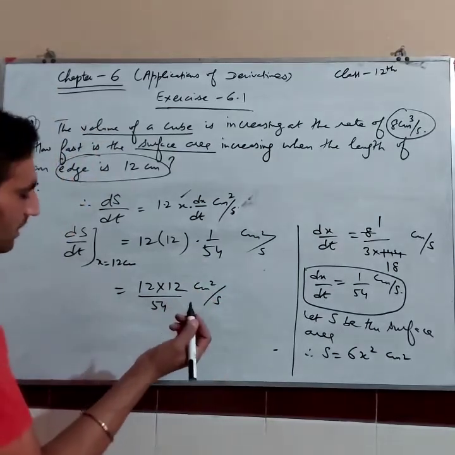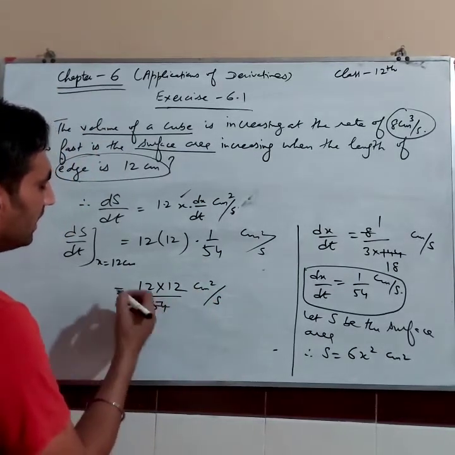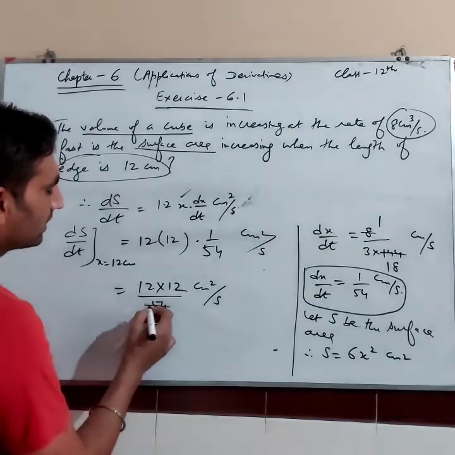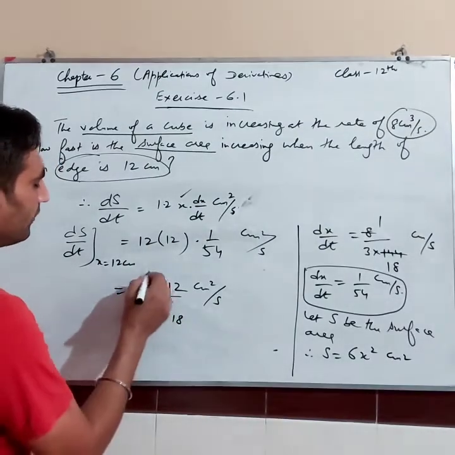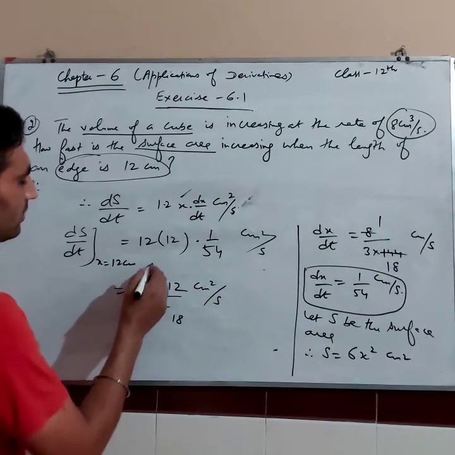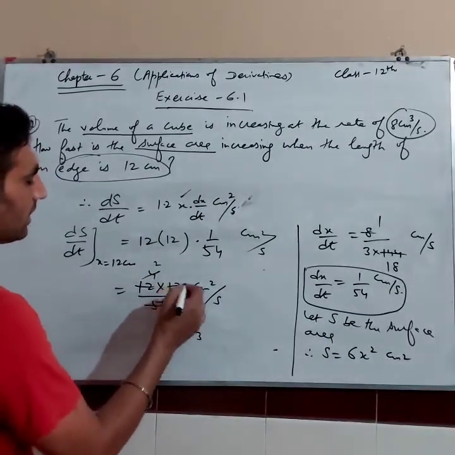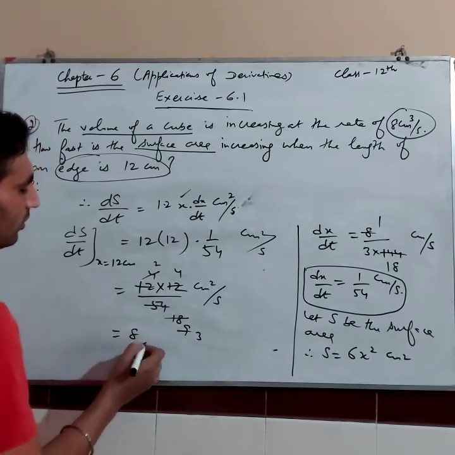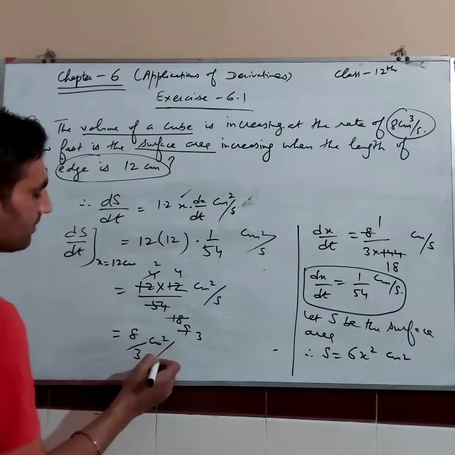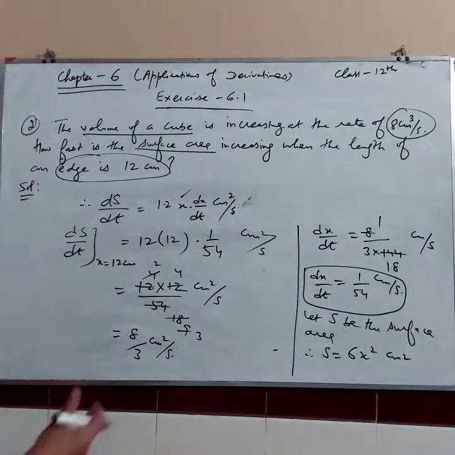If cancellation is possible, we will cancel. Okay. So it will go on the table of 3. 3 into 18, 54, 3 into 4, 12. Then 2 into 2, 4, 2 into 9. Then 3, 3 into 3, 9, 3 into 4, 12. So we have 8 over 3 centimeter square per second. This was question number 2.